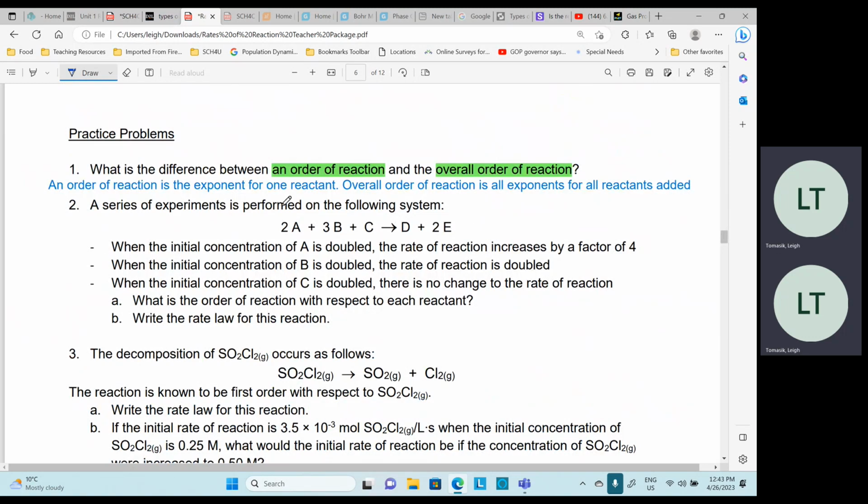A series of experiments is performed on the following system. So we have 2 fictional reactants, A and B. Oh, sorry, I take it back. 3 reactants, A, B, and C, and they make 2 products, D and E. When the initial concentration of A is doubled, the rate increases by a factor of 4. When the initial concentration of B is doubled, the rate of reaction is doubled. When the initial concentration of C is doubled, there is no change in the rate of reaction. What is the order of reaction with respect to each reactant?